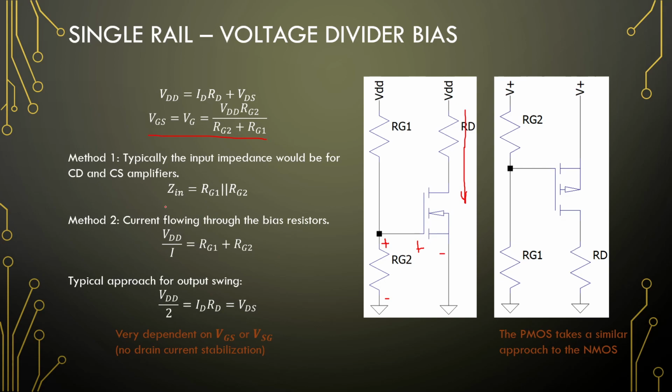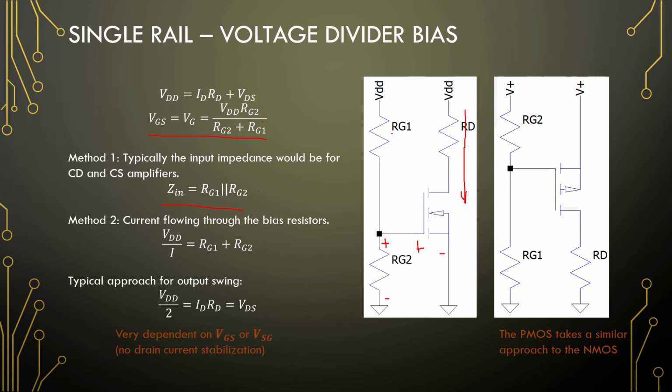So for the common emitter, common collector kind of configuration, so for the MOSFET, the common source and common drain connections, your input impedance will be relying on these two resistors. Right, so the parallel combination of them will be your input impedance. So you can design for a specific input impedance, and you will be using these two equations simultaneously.